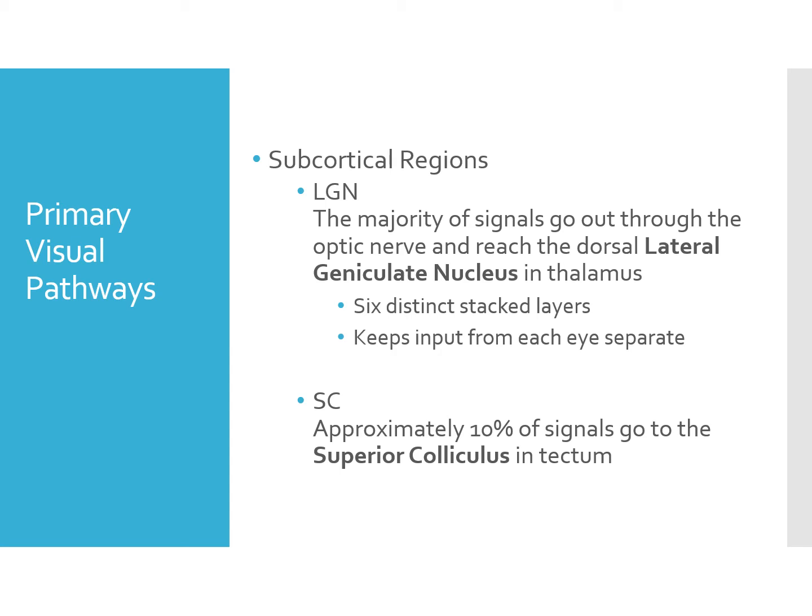The other subcortical region that we're going to talk about now is the superior colliculus. So approximately 10% of these signals go to the superior colliculus in the tectum. Some really small percentage, from different kinds of retinal ganglion cells than what we've talked about so far, also go to an area of the hypothalamus that is going to tell us about what light levels we're in, and is going to affect our sleep-wake cycles. So we're going to talk about those when we talk about sleep-wake cycles, but for now, we're going to ignore them.